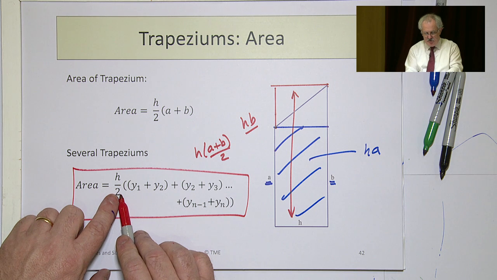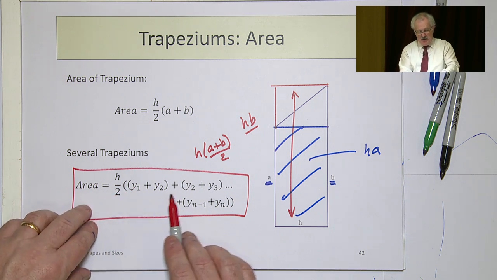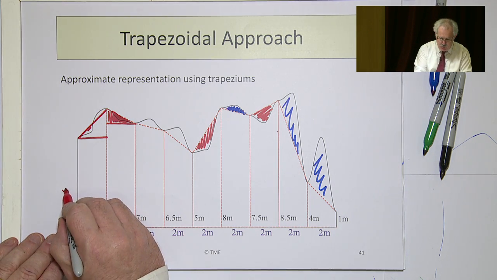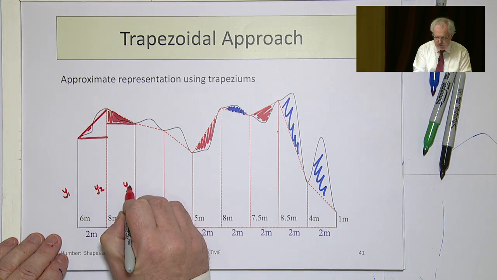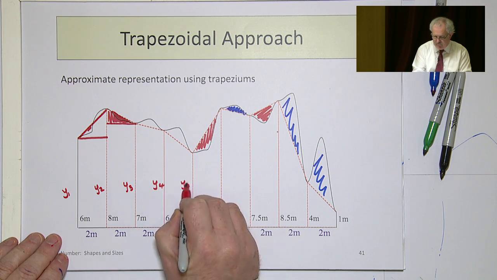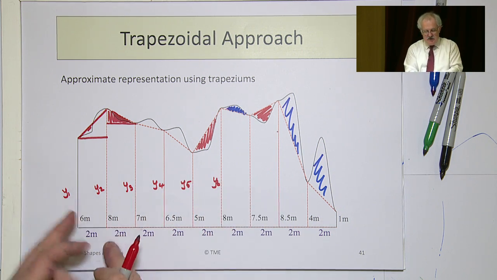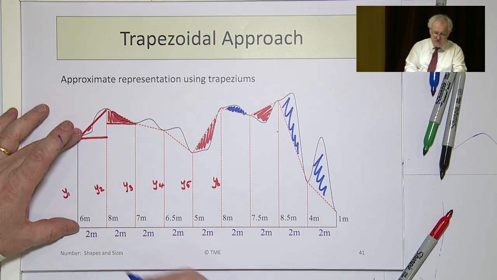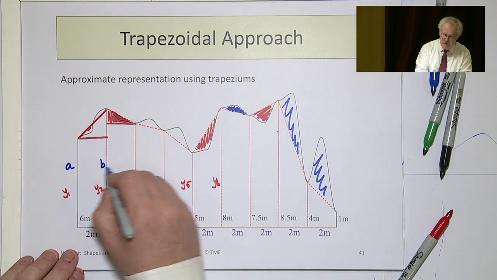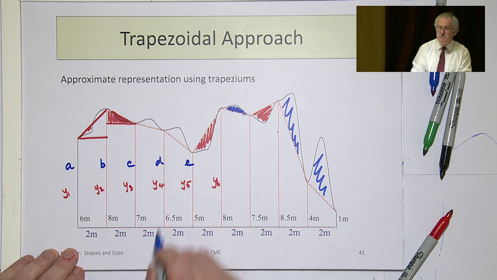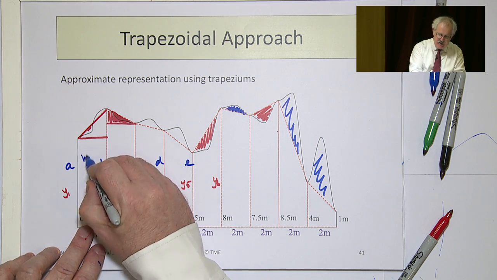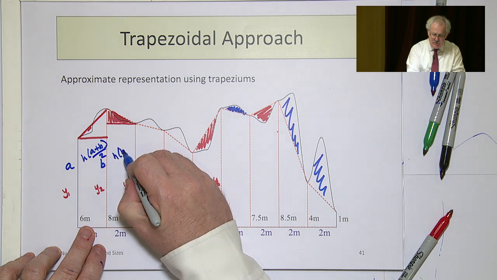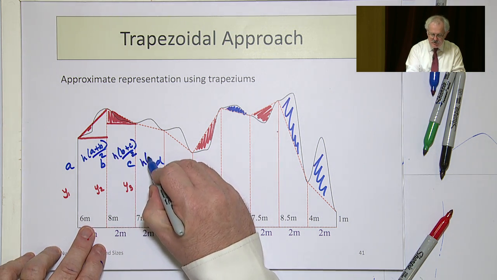And they say you start off with H over 2 times the first one and the second one and the third one, all of these along. So you would say if this was Y1, Y2, Y3, Y4, Y5, Y6, you'd have to say this trapezium and that and that and that and that and that. And if this is the first height, and that's A, and that's B, and that's C, and that's D, and that's E, in the first equation it would be H times (A plus B) over 2. Then it would be H times (B plus C) over 2. Then H times (C plus D) over 2.